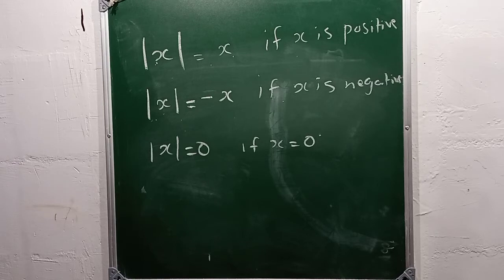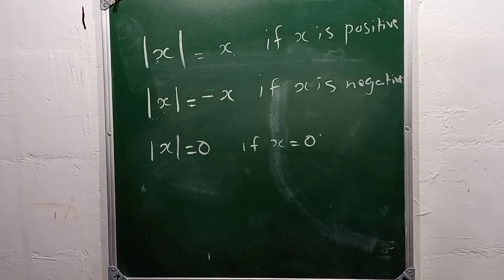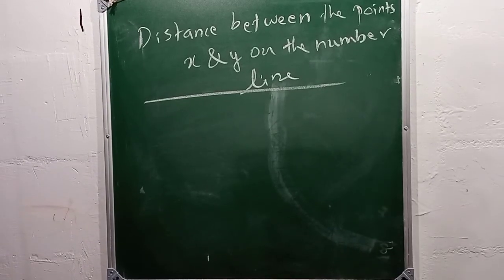Okay. Now we are discussing the distance between any 2 points on the number line. Okay, we already discussed what is the distance between any 2 points on the number line. That is larger minus smaller. Larger minus smaller is the distance between any 2 points on the number line. So here we are going to check the algebra of that.